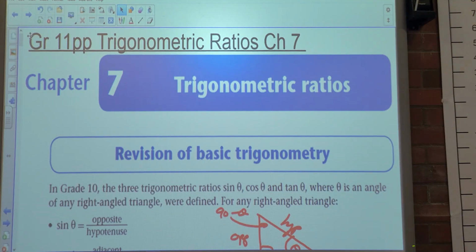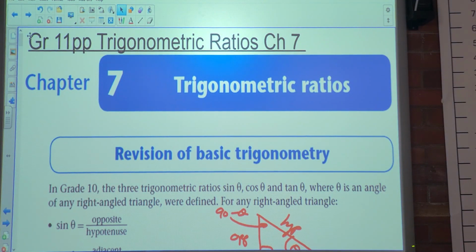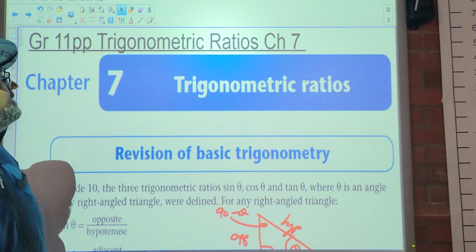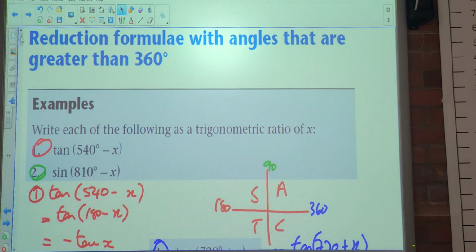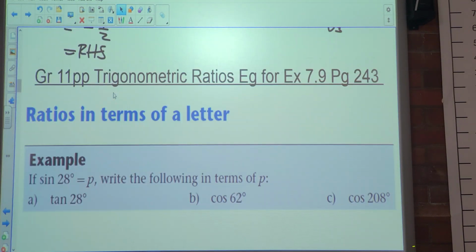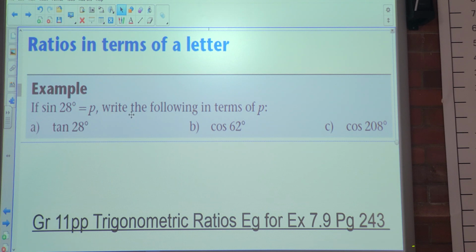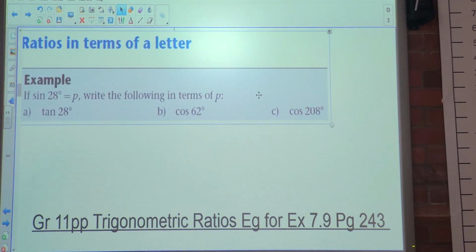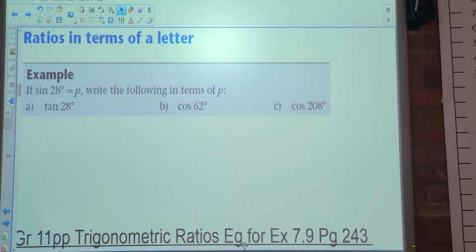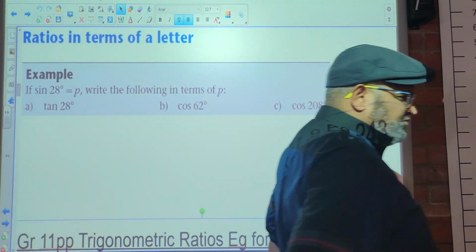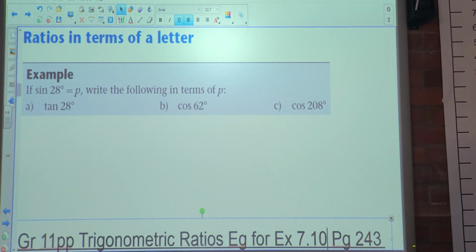Okay, good morning class. Today we're going to look at the examples for exercise 7.10. Reading this section would have been the ratios in terms of meters, but you guys have finished it already. You have done exercise 7.10 already, is that correct? Yes. So we'll discuss if there are any issues then. Exercise 7.10 is on page 240, however, the examples are on page 240.